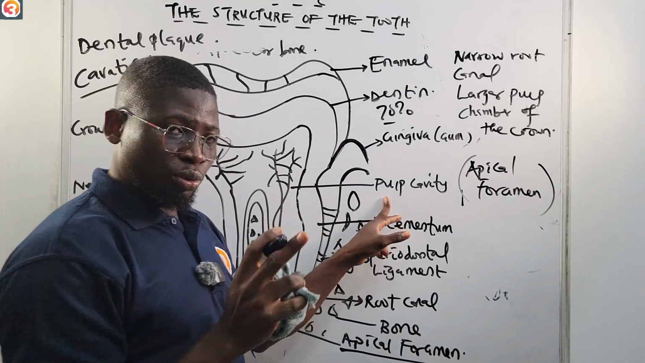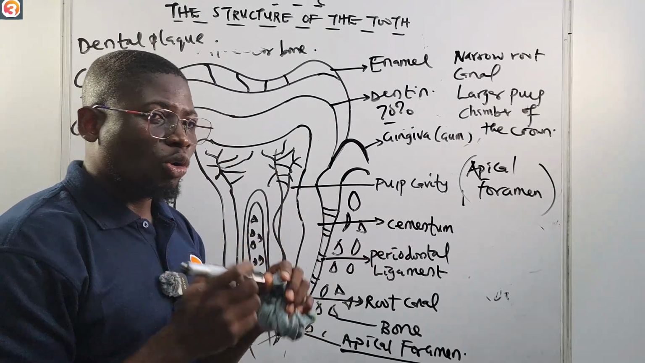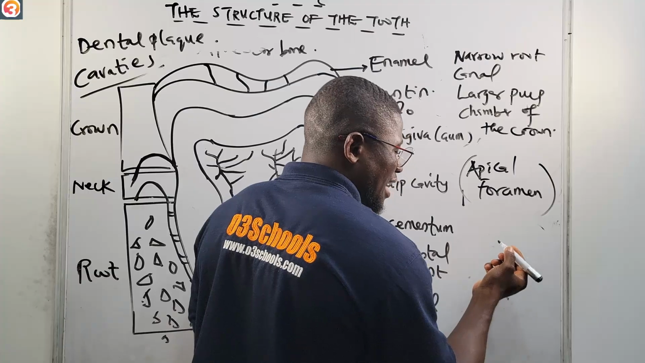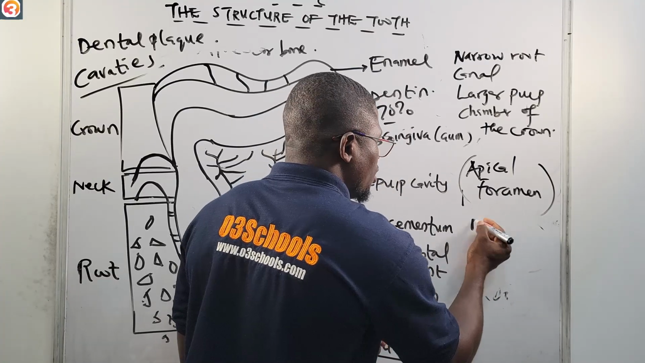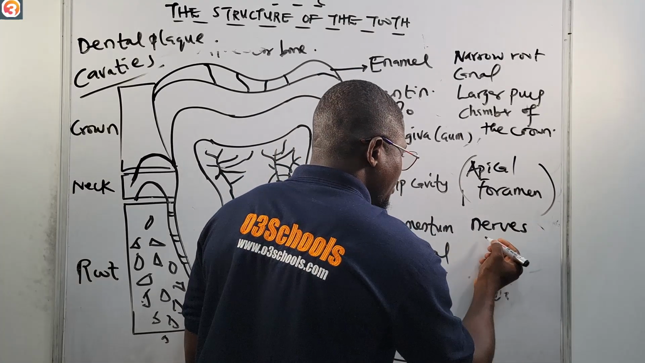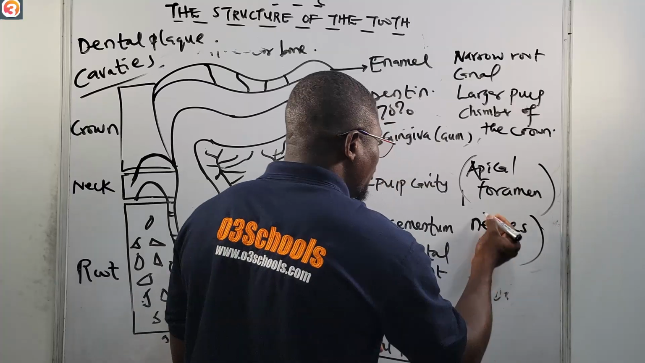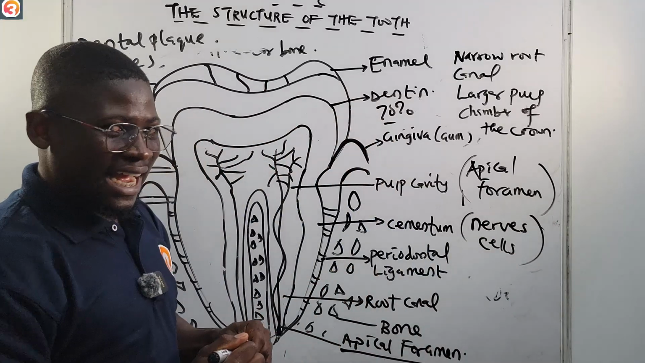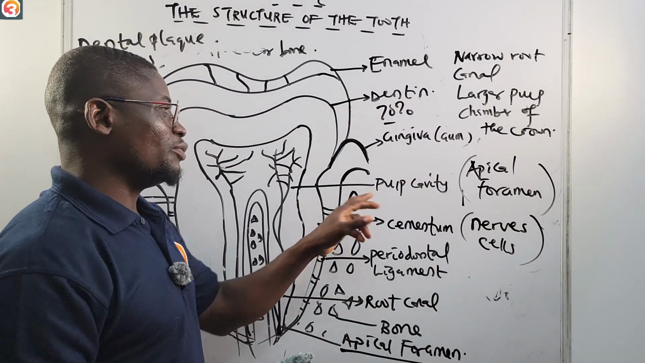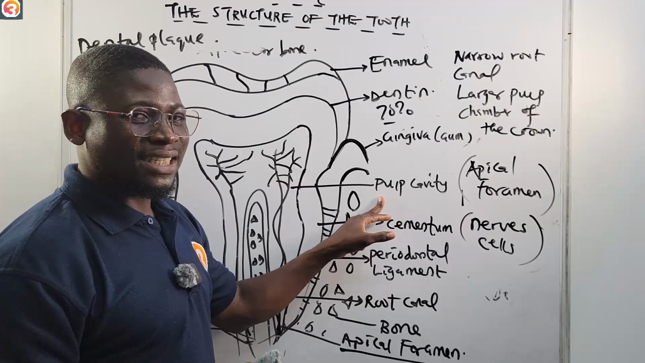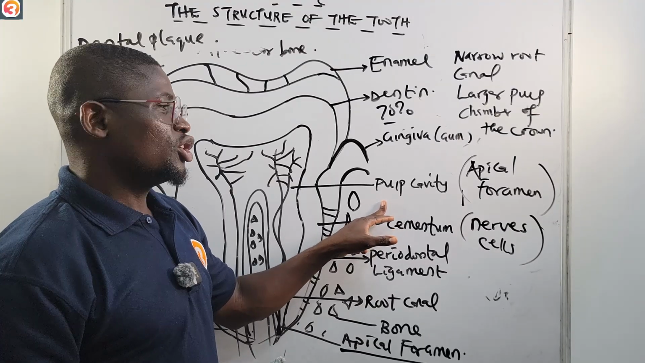Now, the pulp tissue consists of odontoblast, nerves and cells. In simple form, it means that nerves and cells are found in the pulp, present in the pulp cavity. So that is that.